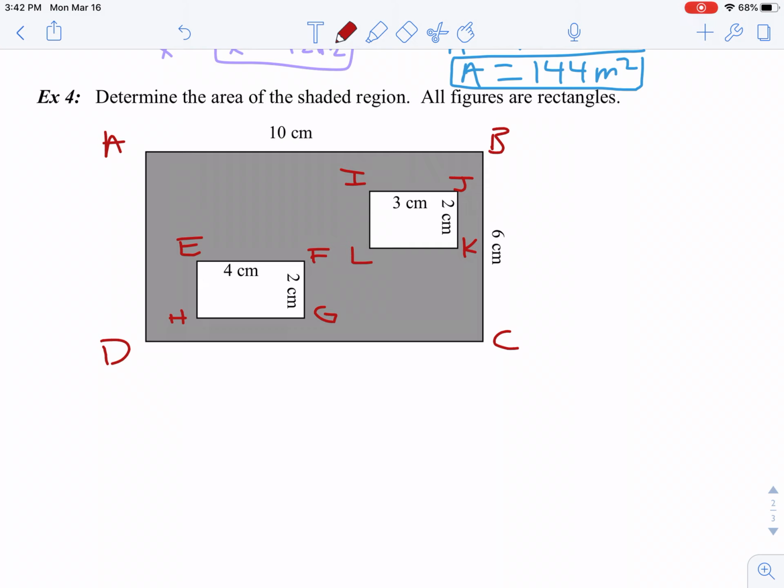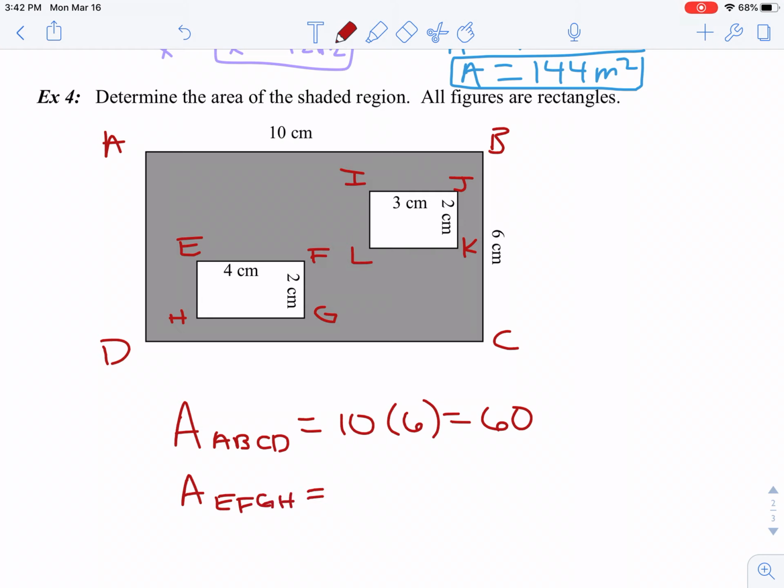So if I wanted to find the area of my shaded region, I know I can find the area of rectangle ABCD. That's going to be 10 times 6, which is 60. I know I can find the area of rectangle EFGH. That's going to be 4 times 2, which is 8. And I know I can find the area of IJKL. That's going to be 3 times 2. Right? For each of these, we're doing base times height.